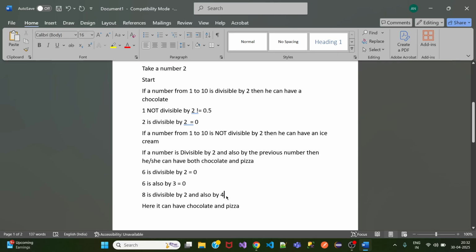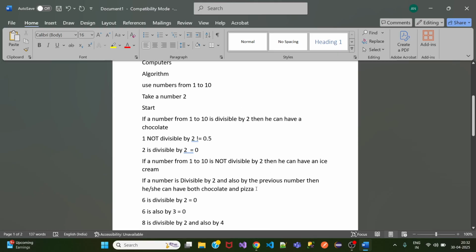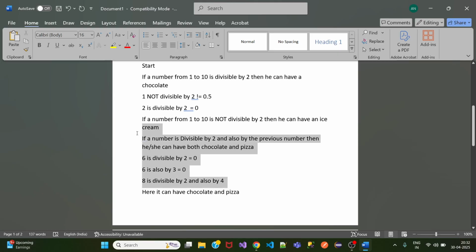Okay, I think, what do you mean by previous number? Because here it does not make sense. I understood your point. I think I need to leave this part, because I should not say previous number.